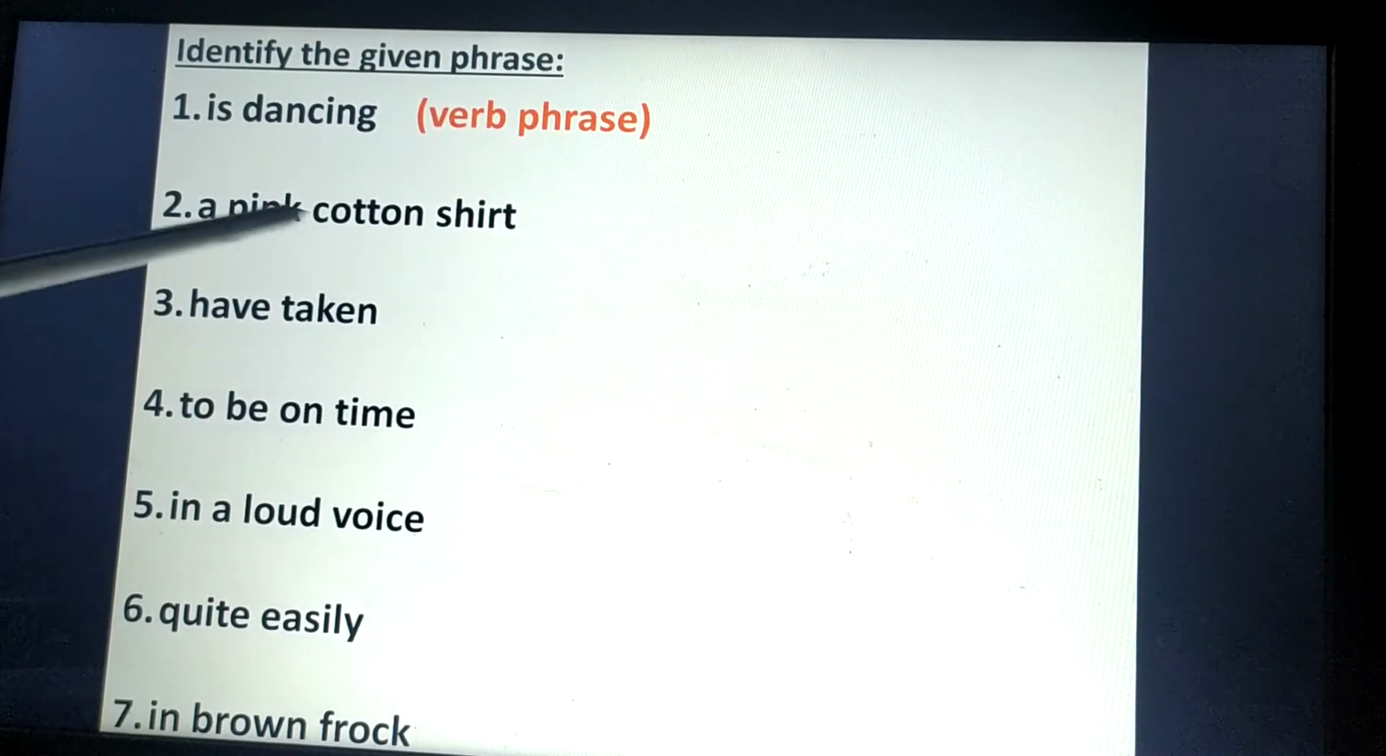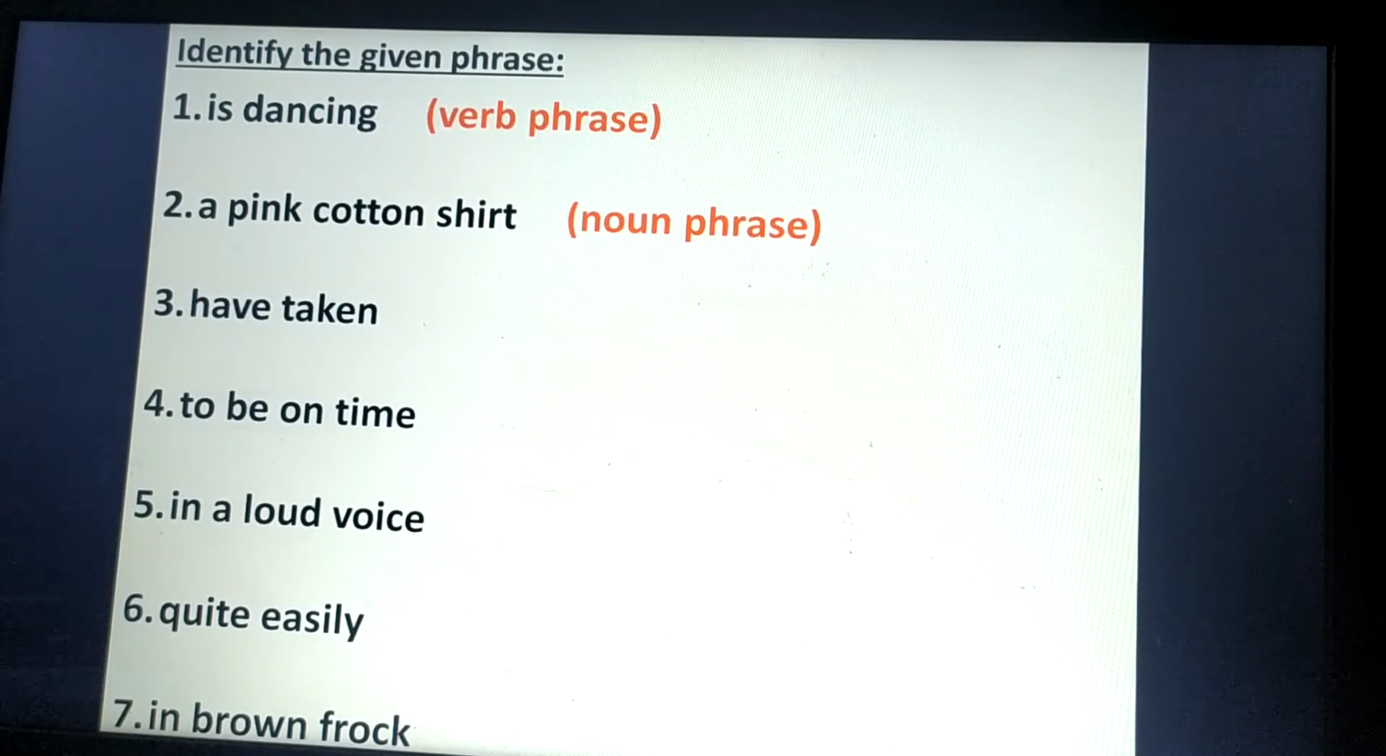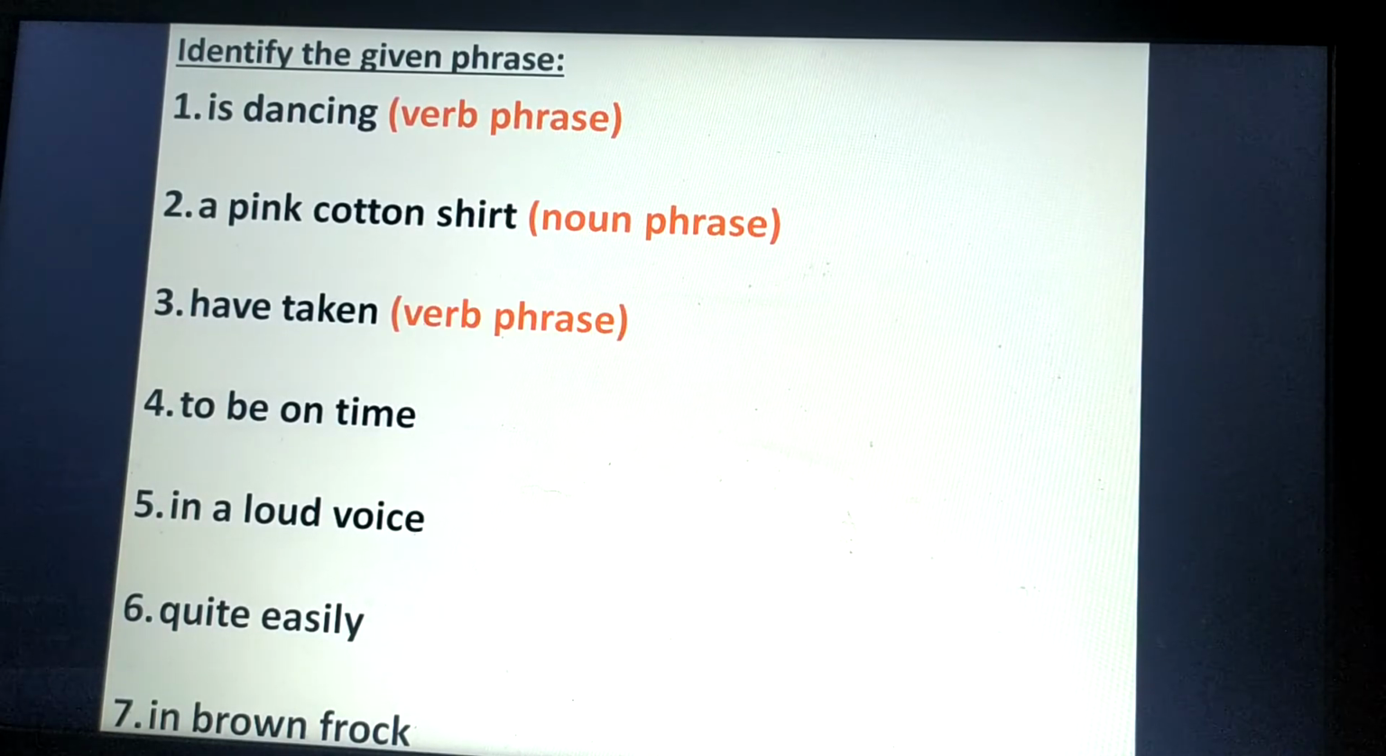Next we have "a pink cotton shirt." Where are we focusing here? We are focusing on shirt, and it's a pink cotton shirt. And what is shirt? Shirt is a noun, so it will be a noun phrase. Next we have "have taken." Have is the helping verb and taken is the verb. So we can say that it's a verb phrase.